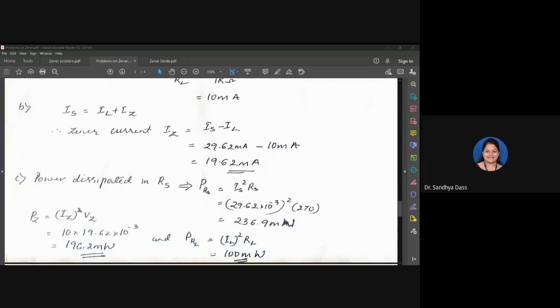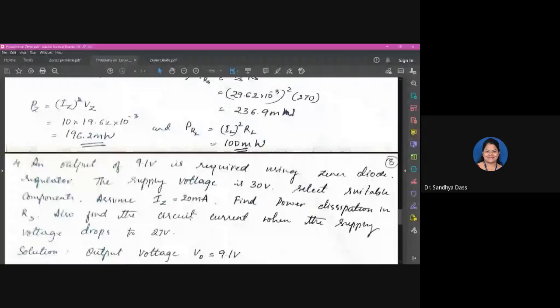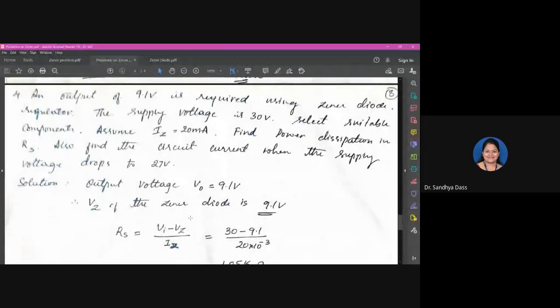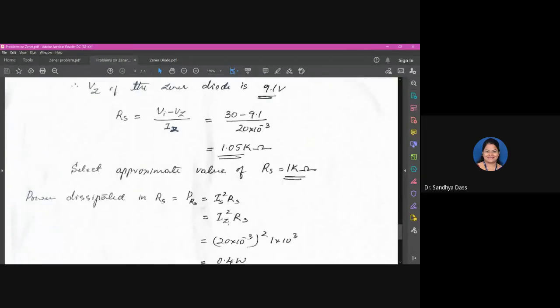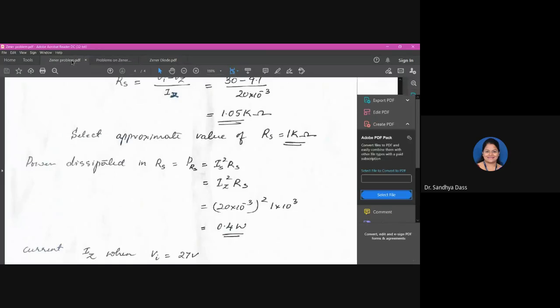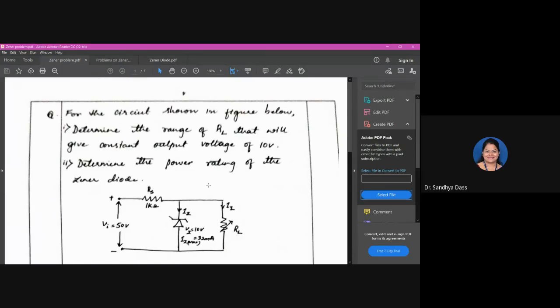Okay, let's go to the last problem. Take this problem. For the circuit shown in the figure below, determine the range of RL that will give constant output voltage of 10 volts and determine the power rating of the Zener diode.